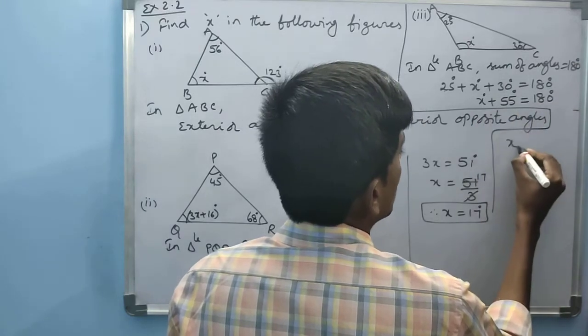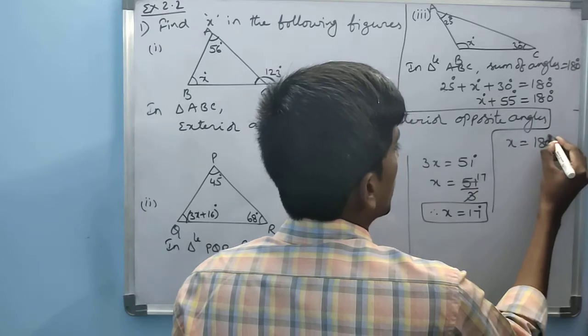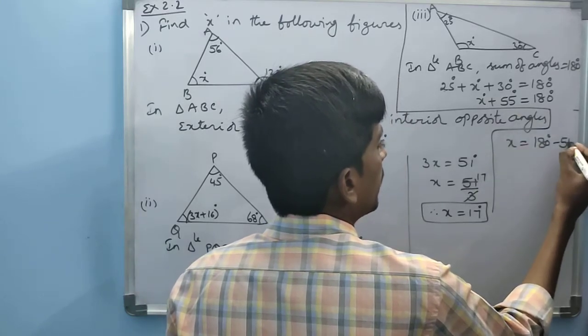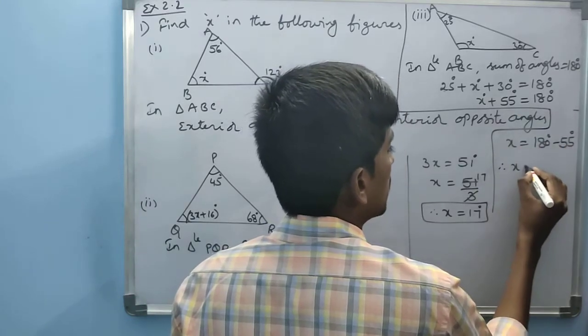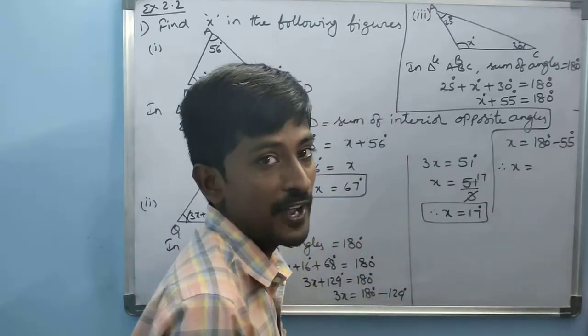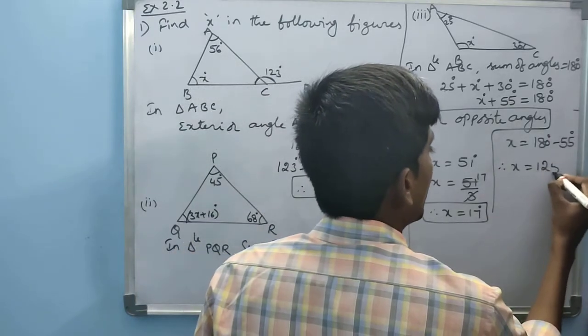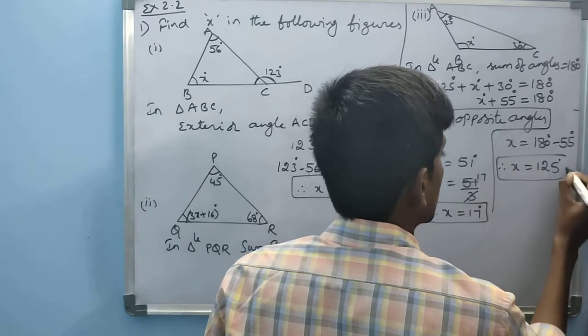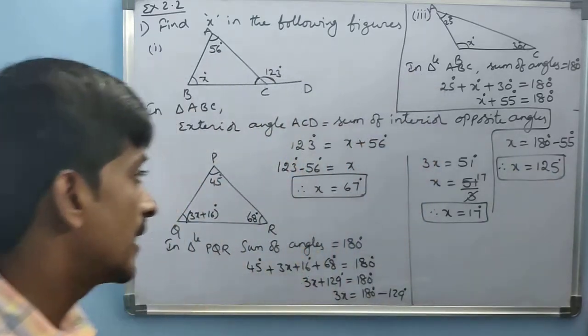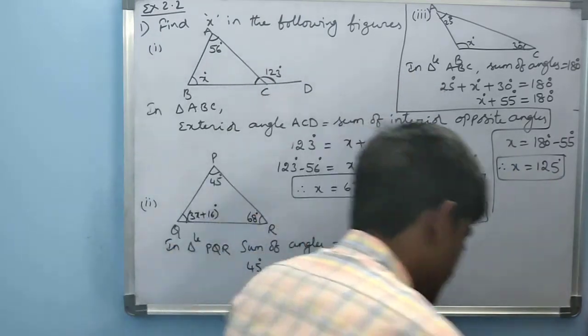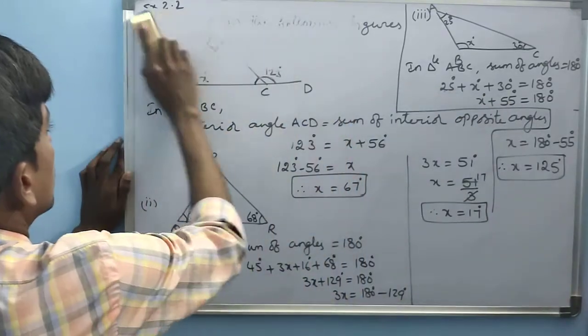Okay, x equals 180 degrees minus 55 degrees. Therefore, x equals 180 minus 55, 125 degrees. That is finding the x in that given figure.